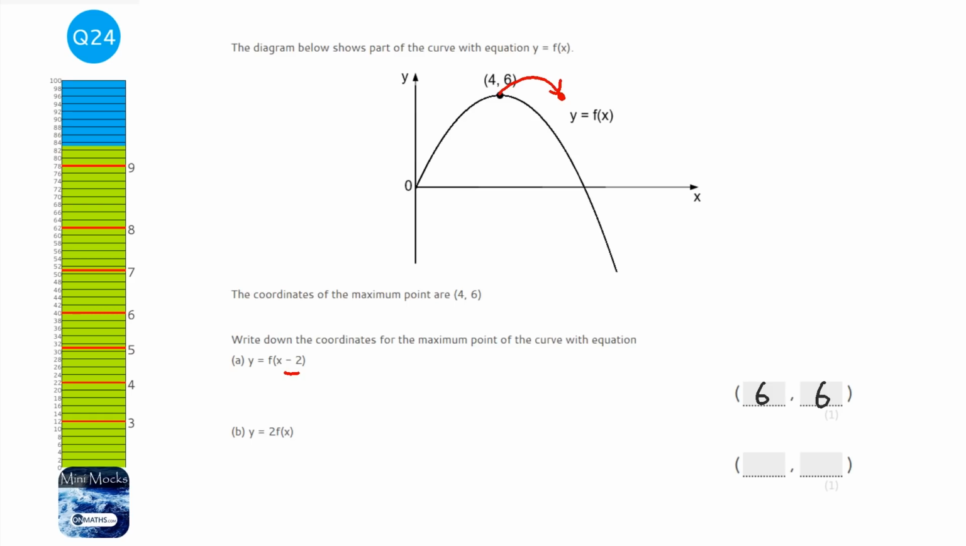Anything outside the bracket will mainly affect the y. So that 2 there for question B will be affecting the y. It will basically stretch it out so that the y coordinate will double. The intercept will actually stay at the same points. So we've got the x coordinate's the same because that hasn't been transformed, but the new y coordinate is going to be 12 instead of 6.